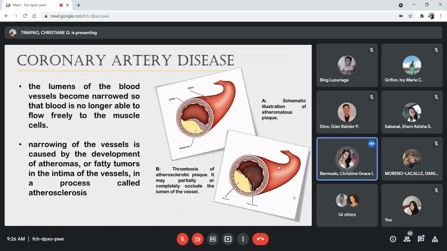So what we are seeing here is figure 46.1 that is provided in the book. This is a visual representation of atherosclerosis. Figure A, which is the image on the left side, is a schematic illustration of atheromatous plaque. The thick yellow substance there is the plaque that makes the vessels narrow, which prevents the blood from flowing easily to the muscles. While figure B, which is the image on the right side, is the thrombosis of atherosclerotic plaque. It may partially or completely occlude the lumen of the vessel.